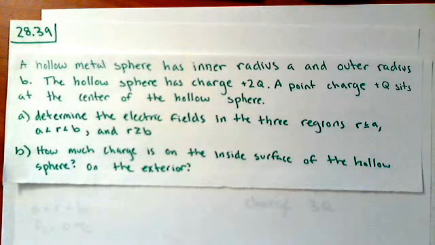Part A is to determine the electric fields in the three regions: R is less than or equal to A, R is greater than A but less than B, and R is greater than or equal to B. Part B is how much charge is on the inside surface of the hollow sphere and on the exterior.